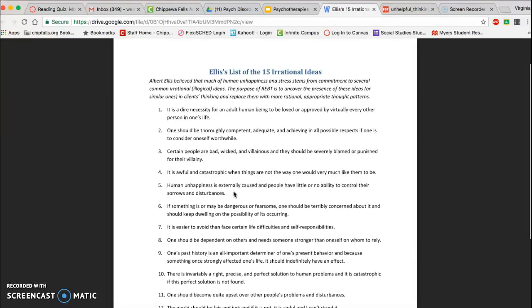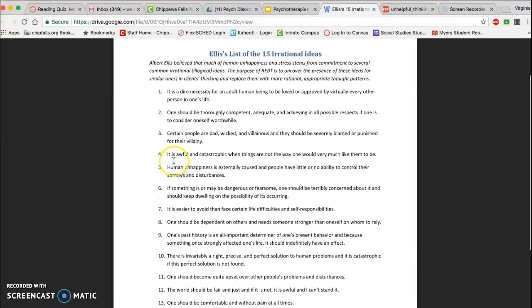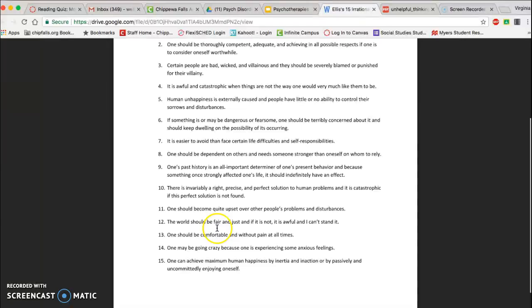So, for example, this one, number 4. It's awful and catastrophic when things are not the way one would very much like them to be. He thought that a lot of people kind of failed to recognize that things can turn out not the way that you want them, and you'll still continue to exist. We do experience unfairnesses, and that's a part of living. Just the fact that you've encountered an unfairness may feel very uncomfortable, but it's not insurmountable. It is a part of living.